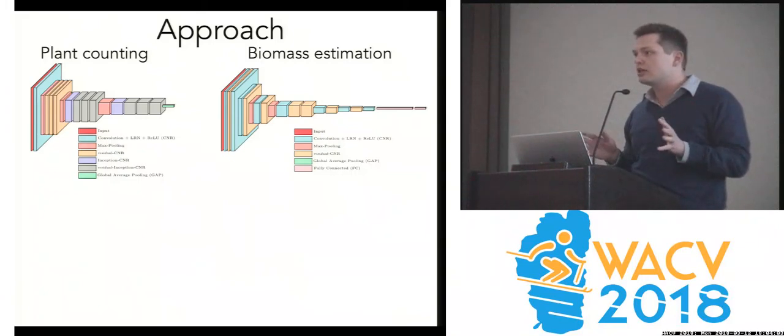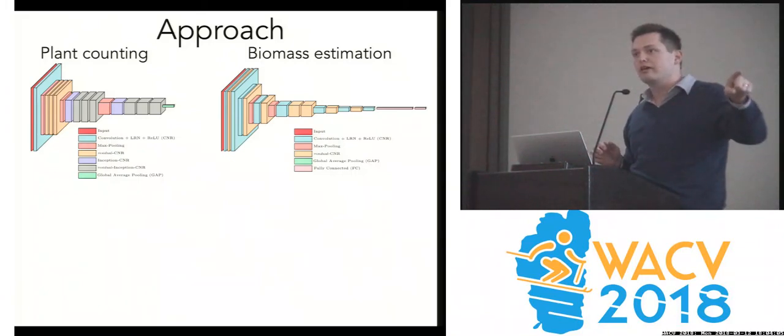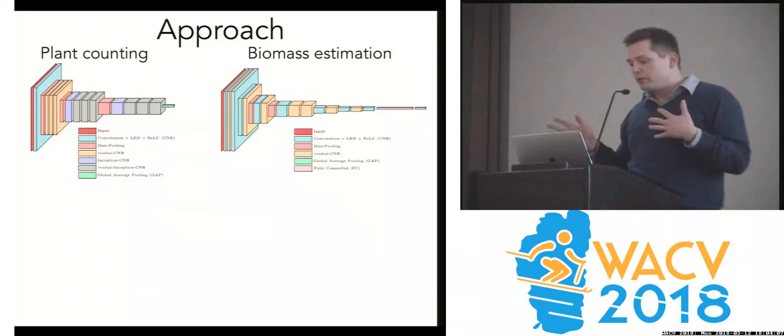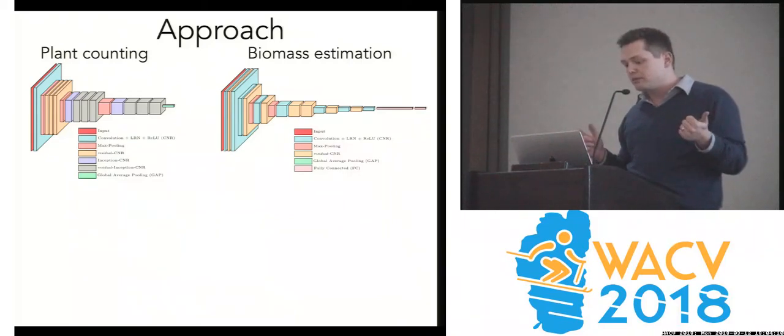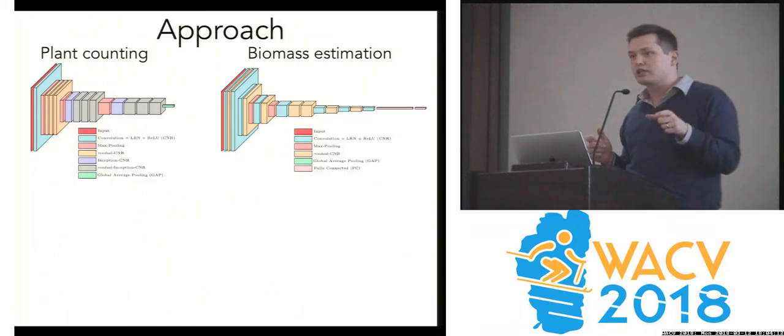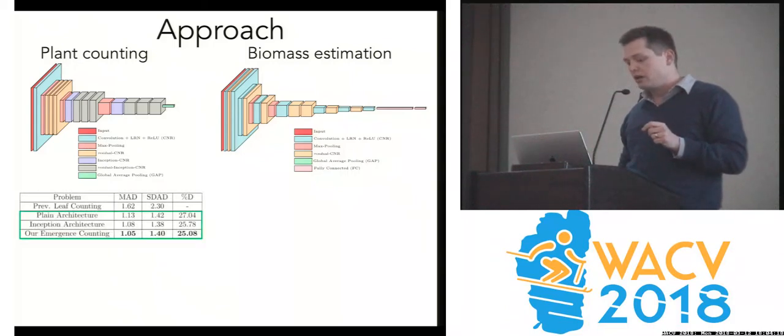For both plant counting and biomass estimation, we pose this problem as nonlinear regression. So we used CNNs, where you get down to one number as output. Both architectures are quite similar. The main difference is for plant counting, we removed the fully connected layers at the back end and replaced it with global average pooling, so we could visualize the counting network.